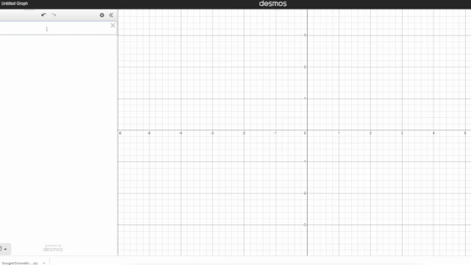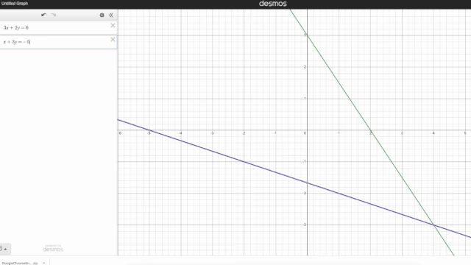It's a good idea to always confirm your solution is correct, so I'm going to do it graphically. I'm going to type in the first equation on this Desmos calculator. If I press enter, I can type in the second equation on the same calculator, and it'll show me exactly where the two lines intersect. Now that point of intersection is the solution, and when I hover over it, it tells me the ordered pair is 4, negative 3, which is the same answer I got algebraically.